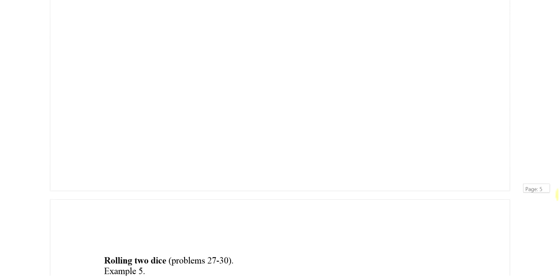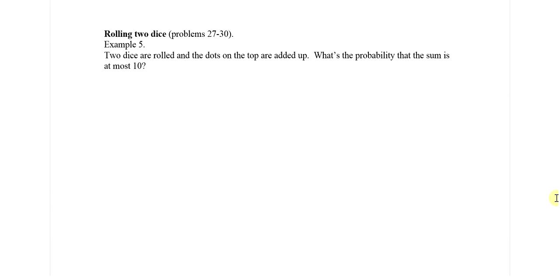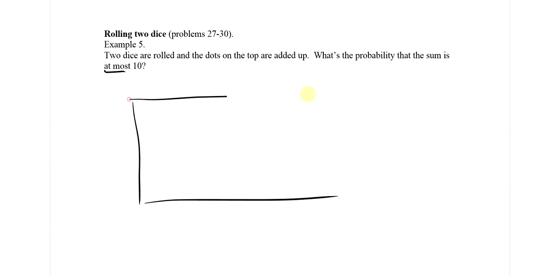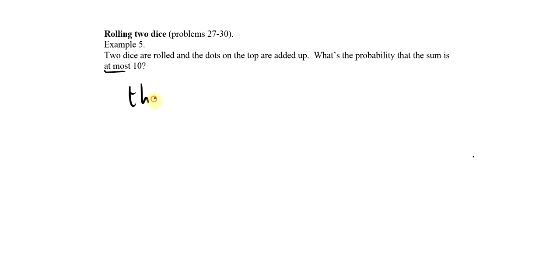Okay, rolling 2 dice. This is also a complement problem, right? Because things like at most or at least are usually tip-offs that we're dealing with a complement problem. So again, if we think about drawing a table for the number of possible outcomes here, unfortunately, I didn't prepare it and I don't really want to draw it out, so we'll just say there are 36 possible outcomes.